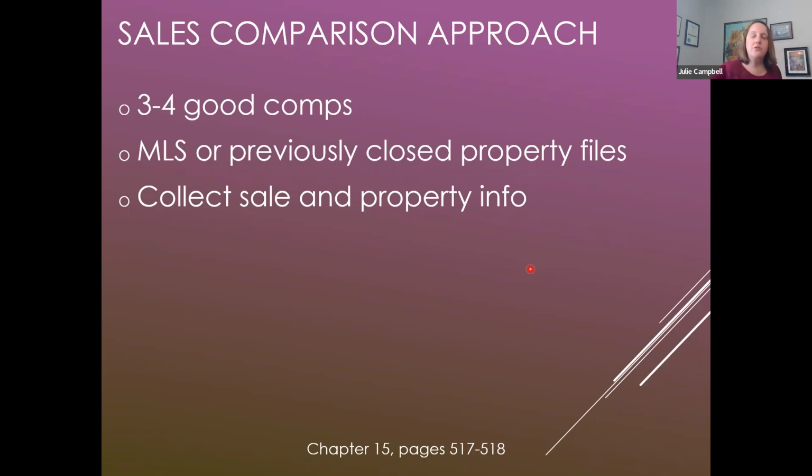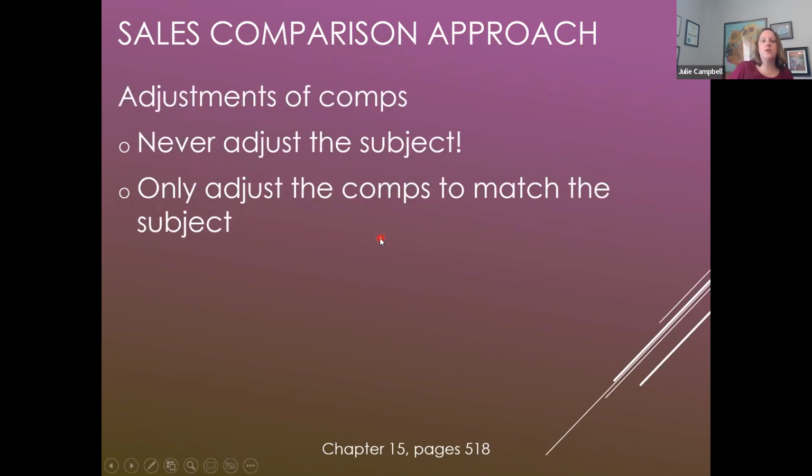So with the appraiser doing the sales comparison approach, the only adjustments made are to the comps. We never ever adjust the subject. The subject is what I'm studying. The subject is the property that I need all others to compare to. So we know what a buyer was willing to pay for comp 1, comp 2, comp 3. So we're going to go in and adjust those prices up or down.